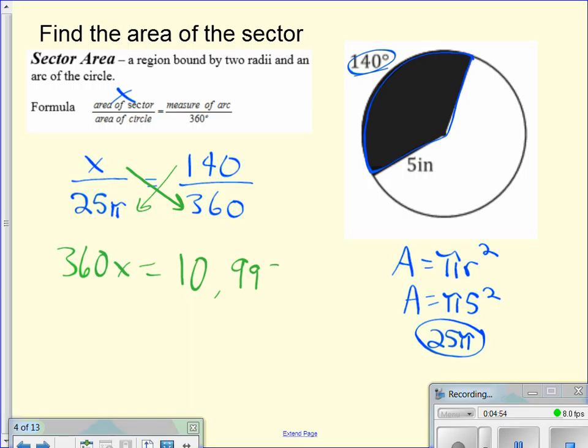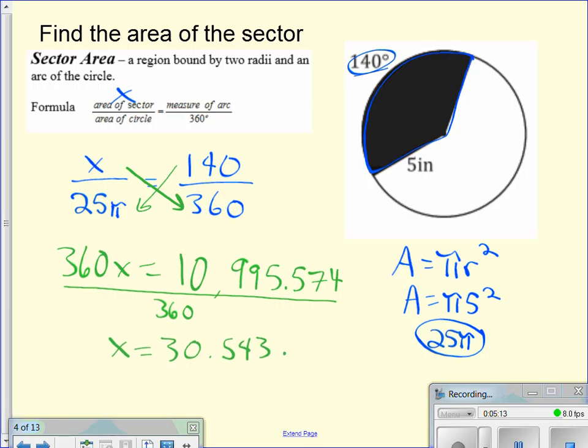10,995.574. Yikes. I know that's an ugly number. It's a big number, and there's a lot going on. But once I divide by 360, I'm going to make it at least smaller and not as crazy. And I get x is 30.543. And this is the area, so it's in inches squared. Cool. Those are the two most basic problems you're going to see. That's a skill you definitely want to get down.